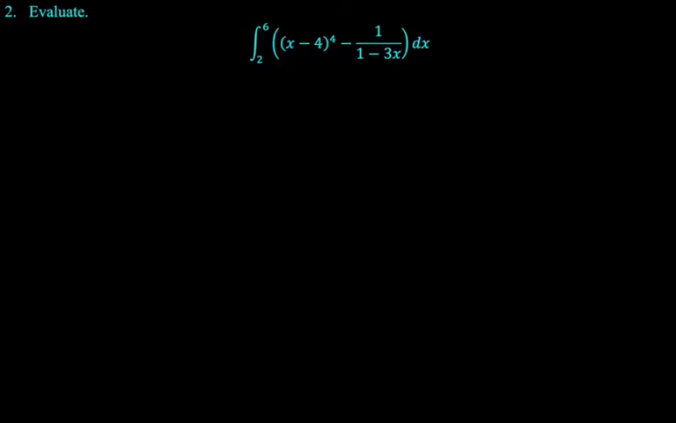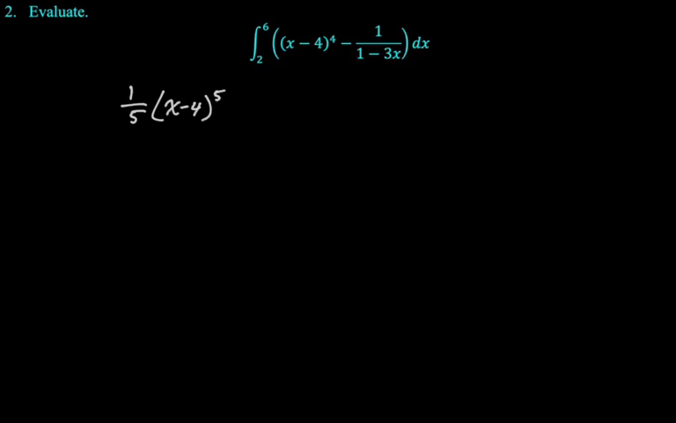Evaluate the integral from 2 to 6 of the quantity x minus 4 to the 4th minus 1 over 1 minus 3x dx. All right, so first time I did this problem, I had so many mistakes. I just completely messed it up. But I'm just diving in here, right? So x minus 4 to the 4th, the chain rule would give us a 1, so we're good to go. I'm going to do plus 1 times the reciprocal, so 1/5, quantity x minus 4 to the 5th.